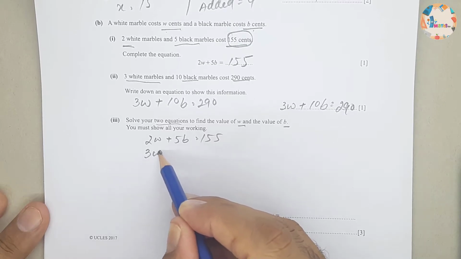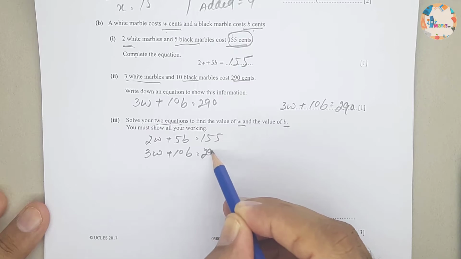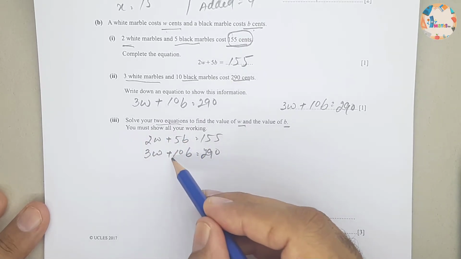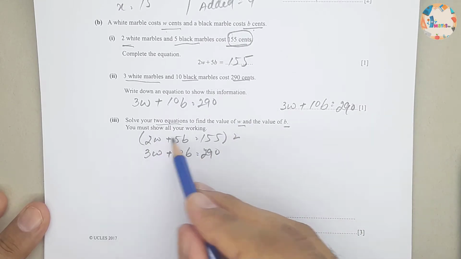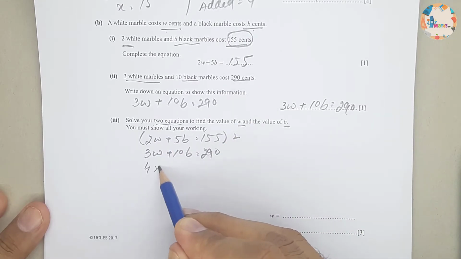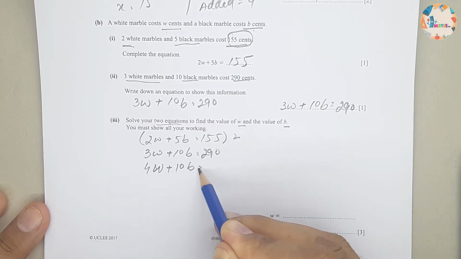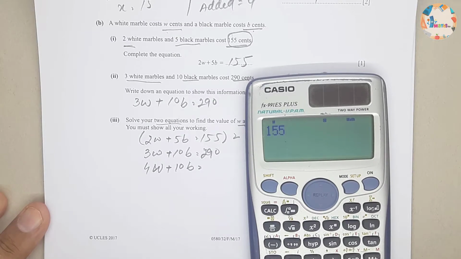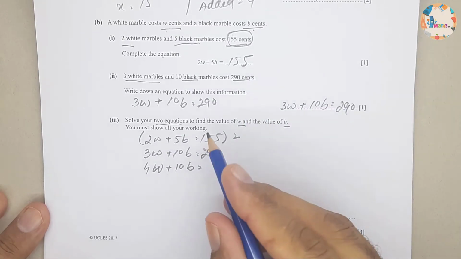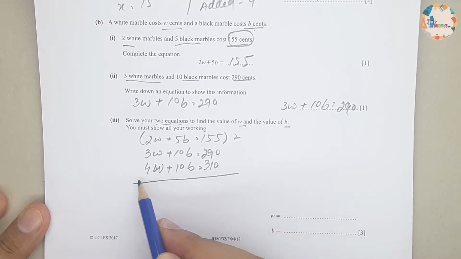This one is the second equation, 3W plus 10B is equal to 290. So to equalize this one, we can multiply the first equation by 2. So this equation will change to 4W plus 10B is equal to 155 multiplied by 2, which will be 310. So 310 we can write, and then we have to subtract.